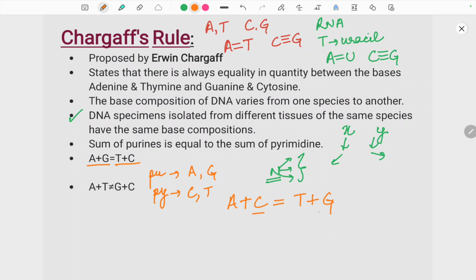Now, although cytosine and guanine have replaced their positions, this equation still remains true to point number 1 of Chargaff's Rule, which states that the number of adenine molecules is equal to the number of thymine molecules and the number of cytosine molecules is equal to the number of guanine molecules.